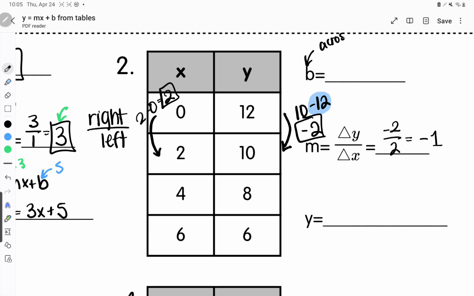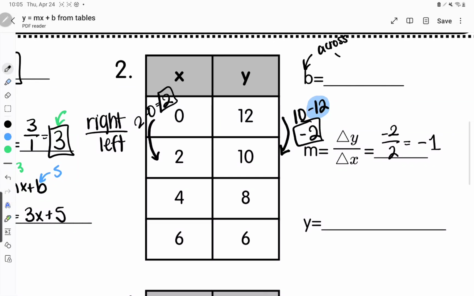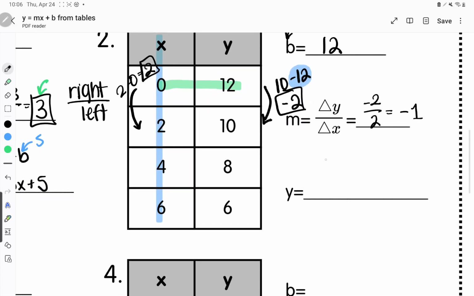How do I find b? b is across from x equals 0. Well, so I go down my x's, and I find where x equals 0. X equals 0 right here. So my b will be 12. Remember, my equation is y equals mx plus b. So I would have y equals, m is negative 1, x plus my b, which is 12.